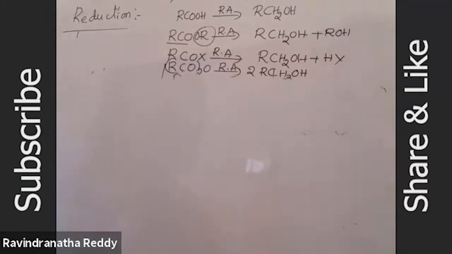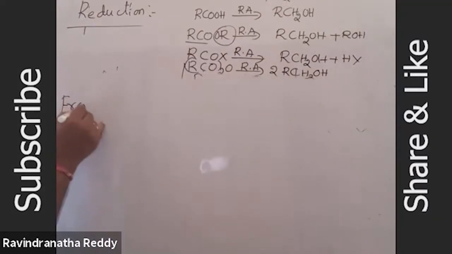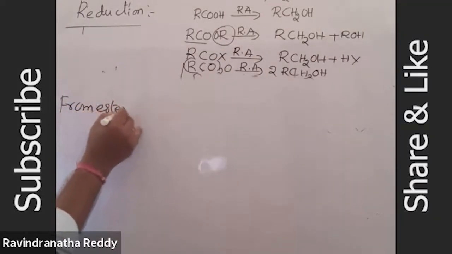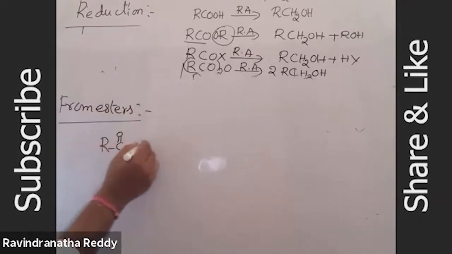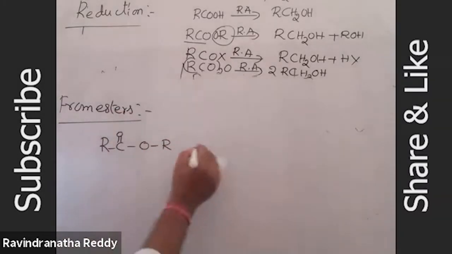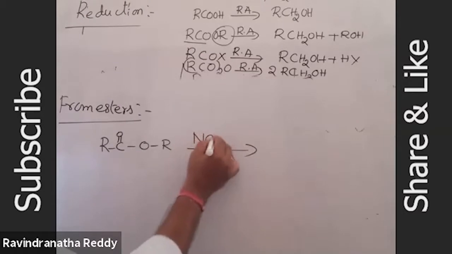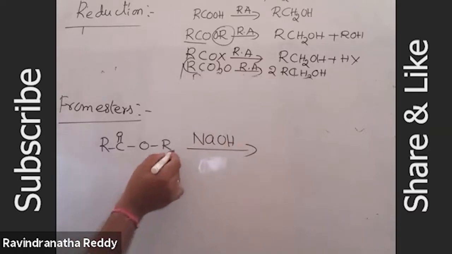So next concept, what is it? Regarding how to prepare carboxylic acid from esters. So next, from esters. Esters means what? RCOOR. There are two types of hydrolysis: basic hydrolysis and acidic hydrolysis. So basic hydrolysis, what are you getting? The sodium salt of carboxylic acid and another one is alcohol. This is the RCOOR ester.